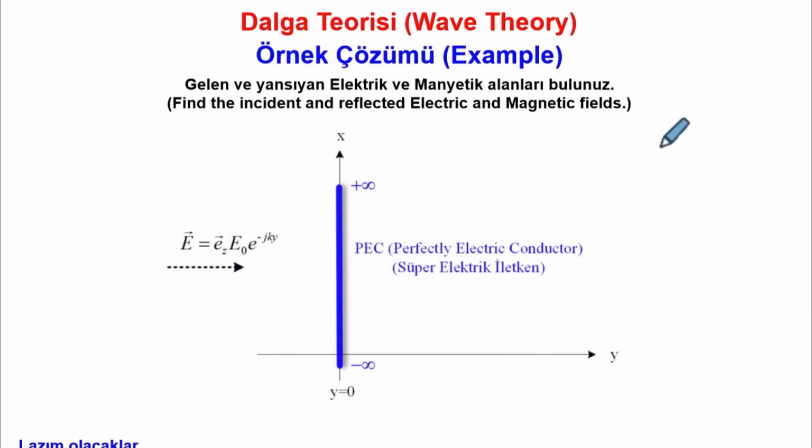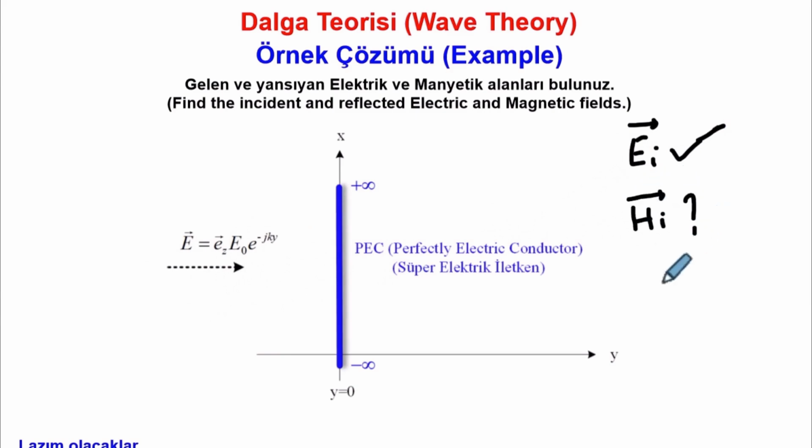So what do I not know here? Let me write that down. First of all, I know Ei here. What do I mean by i? It means incident in English. I know the electric incident field. But what do I not know? For example, I don't know the incoming magnetic field.